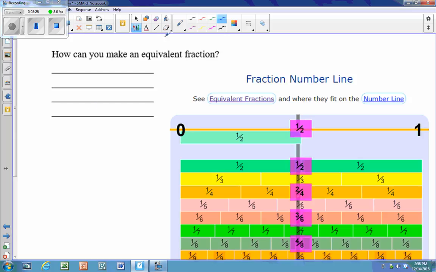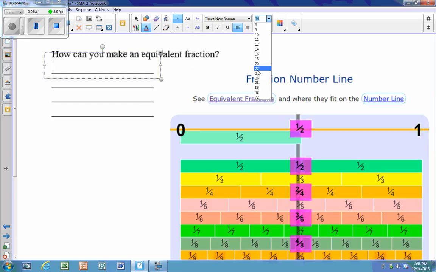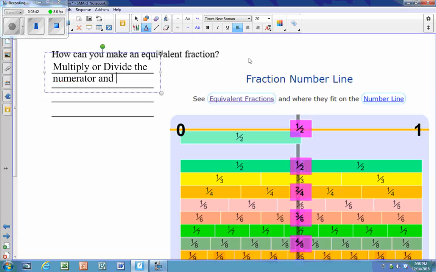How can I make an equivalent fraction? Well, the easiest thing to do in order to make an equivalent fraction is that I can multiply or divide the numerator and the denominator by the same number, which is like multiplying by 1.